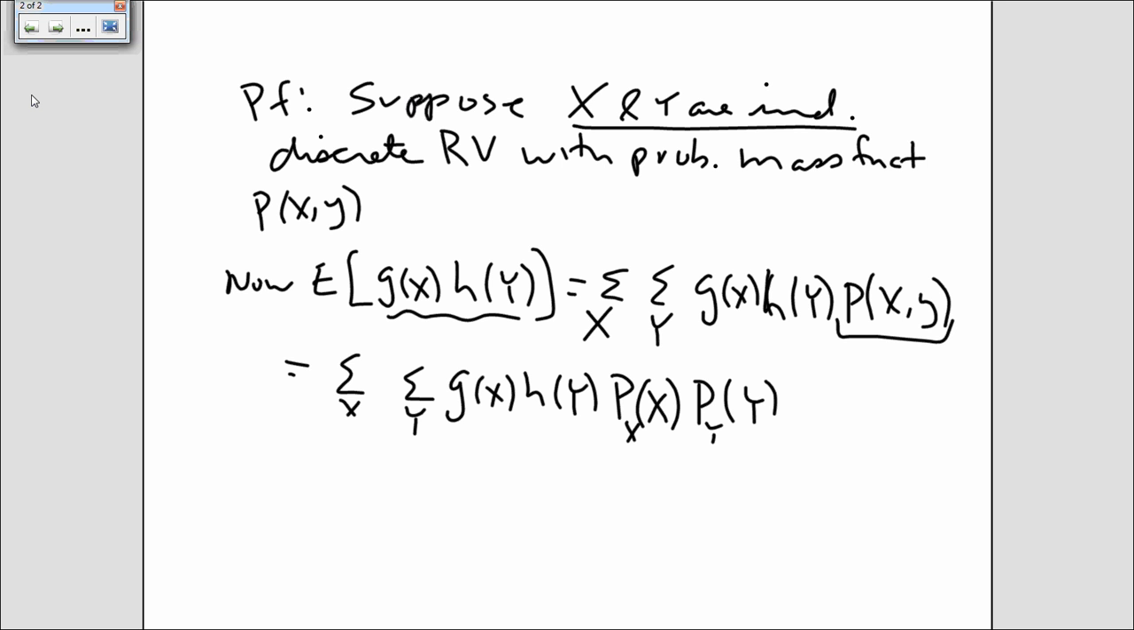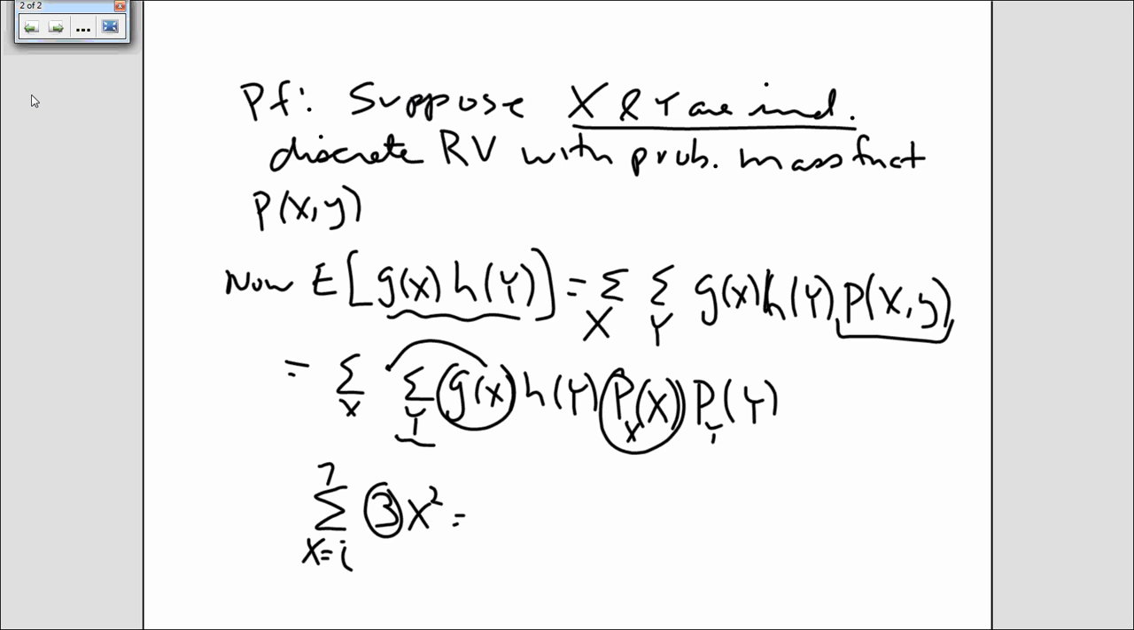Okay, now, like before, I can bring this in front of the first summation, because the first summation only has to do with y's. g of X is a constant. So is this. If you have the summation as x goes from 1 to 7 of 3x squared, this has nothing to do with x's. You can bring it in front. You can just add up the x squares, and whatever that sum turns out to be, multiply it by 3.